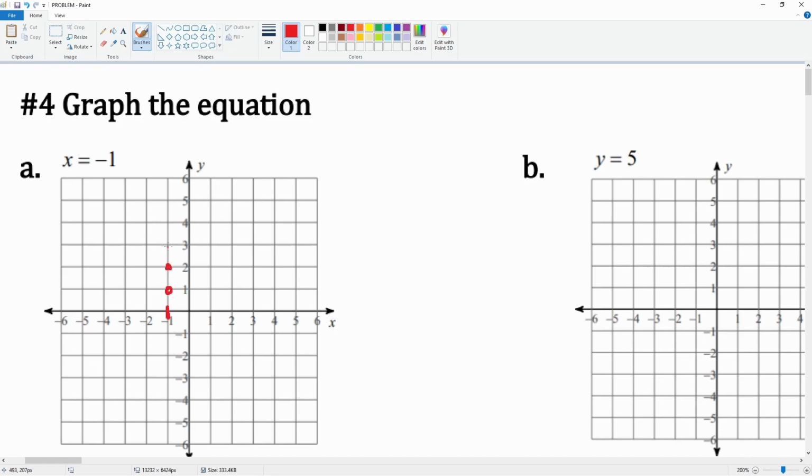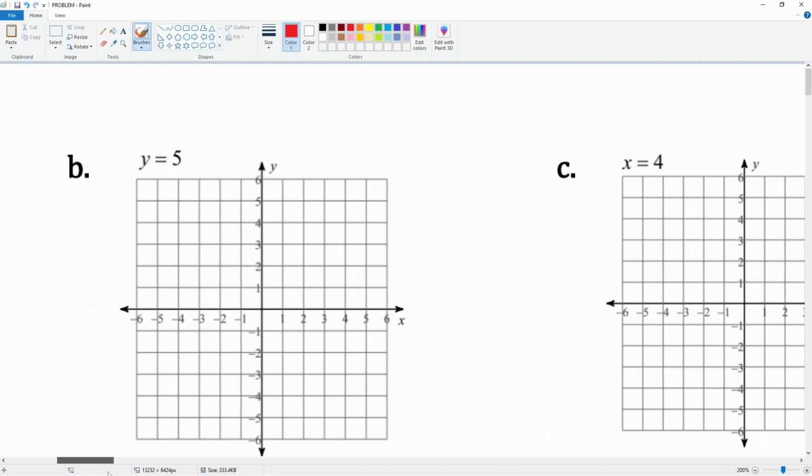These are all the values where x is equal to -1. All these points have the value of x equal to -1. So we know that this is a vertical line that crosses through x is equal to -1.